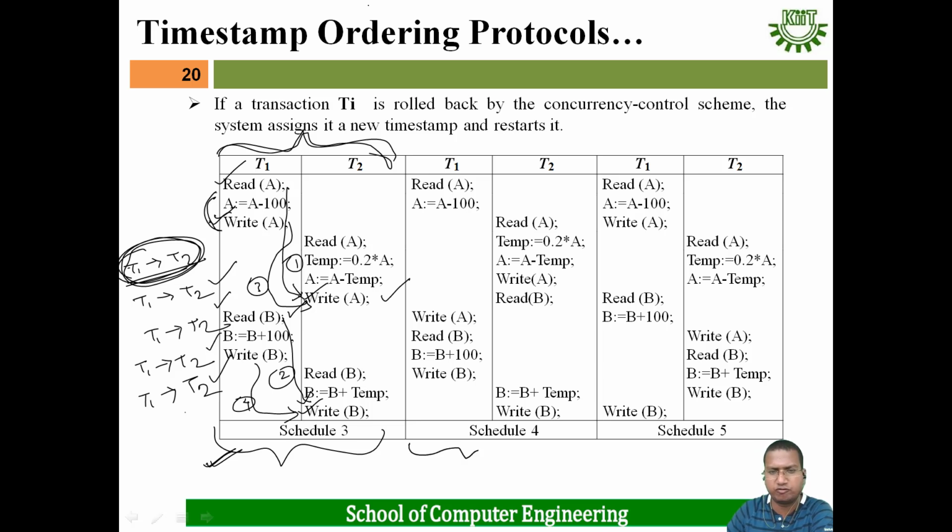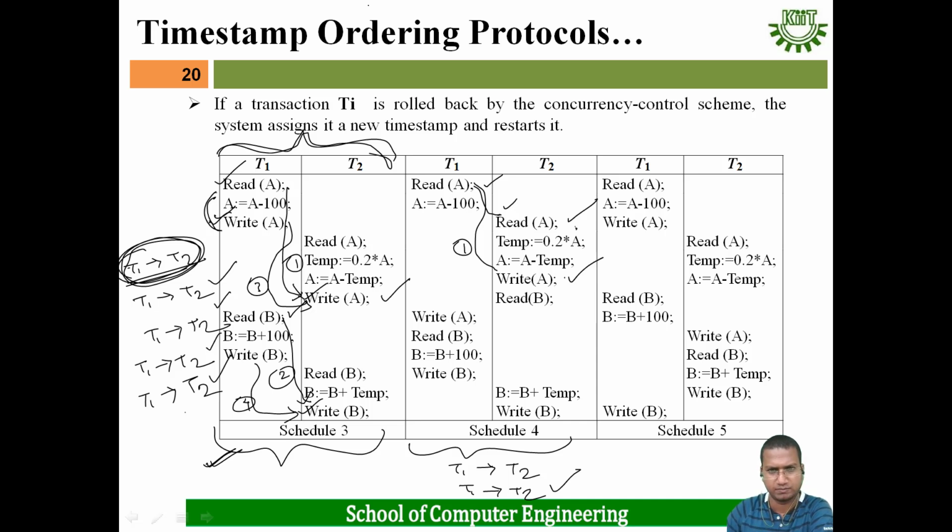Now we'll check schedule 4. In the case of schedule 4, the timestamp order of the transactions is T1 then T2. First the read operation will be performed. Then what is the conflicting operation? This read A to write A is conflicting operation 1. Read A to read A is not conflicting, so it will be executed. Then read A to write A is a conflicting operation, but the order is executed T1 to T2. That's why it will not create a problem, it will be executed.